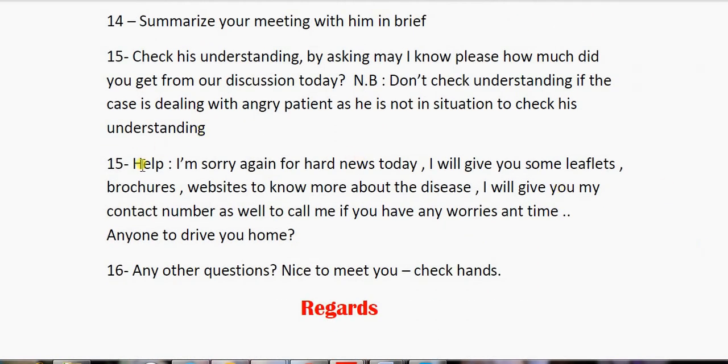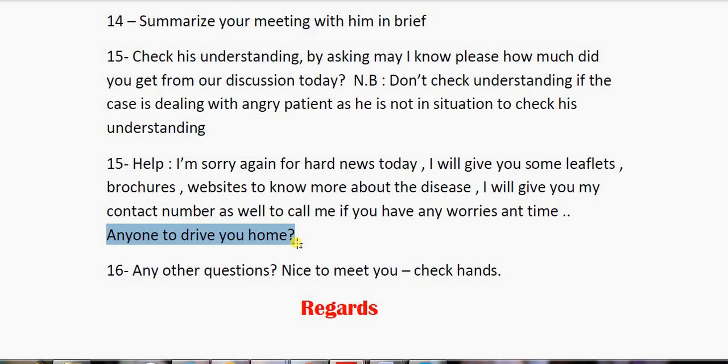Help is very important at the end of the discussion. The help in the form of: I'm sorry again for this bad news today. I'll give you some leaflets, brochures, and websites to know more about your condition. And I'll also give you my contact number to contact me at any time if you have any worries or queries.